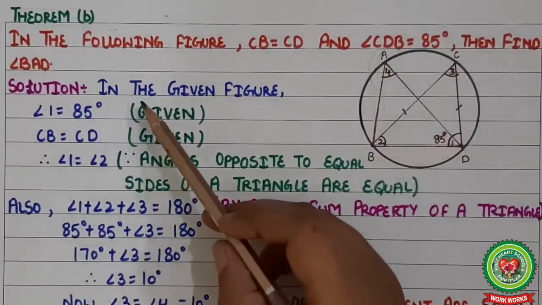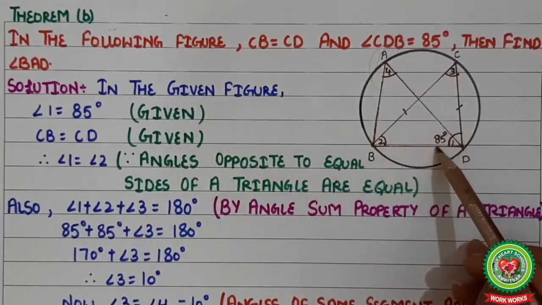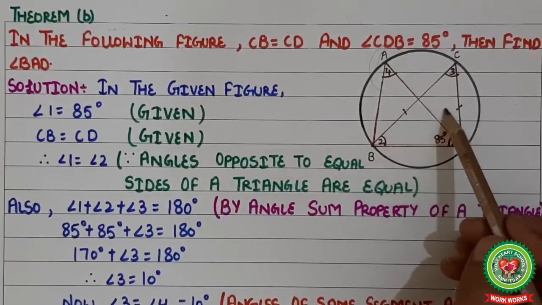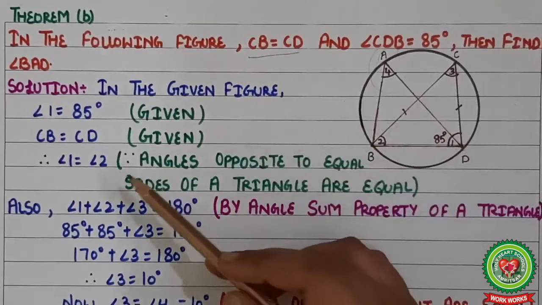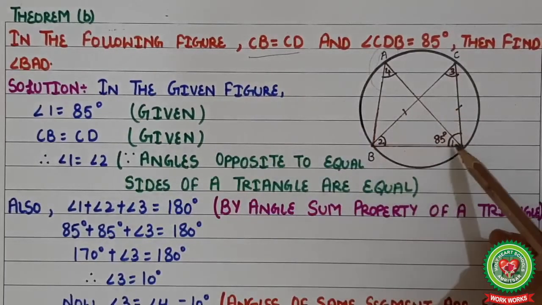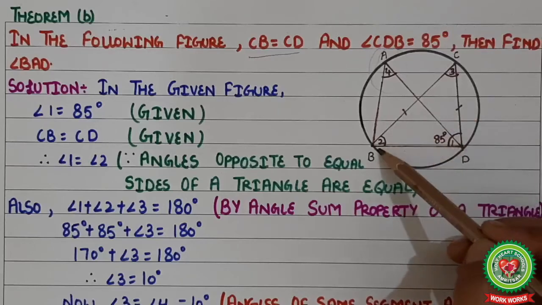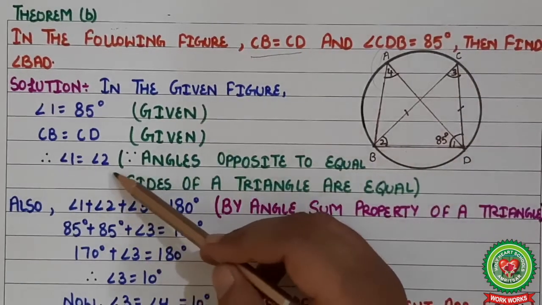Start with the solution. In the given figure, angle 1 is 85 degrees. And we know that these two sides are equal. CB is equal to CD. It is given to us in the statement. Therefore, from here we'll get angle 1 is equal to angle 2, because angles opposite to equal sides are equal. This is an isosceles triangle. Here these both angles will be the same.